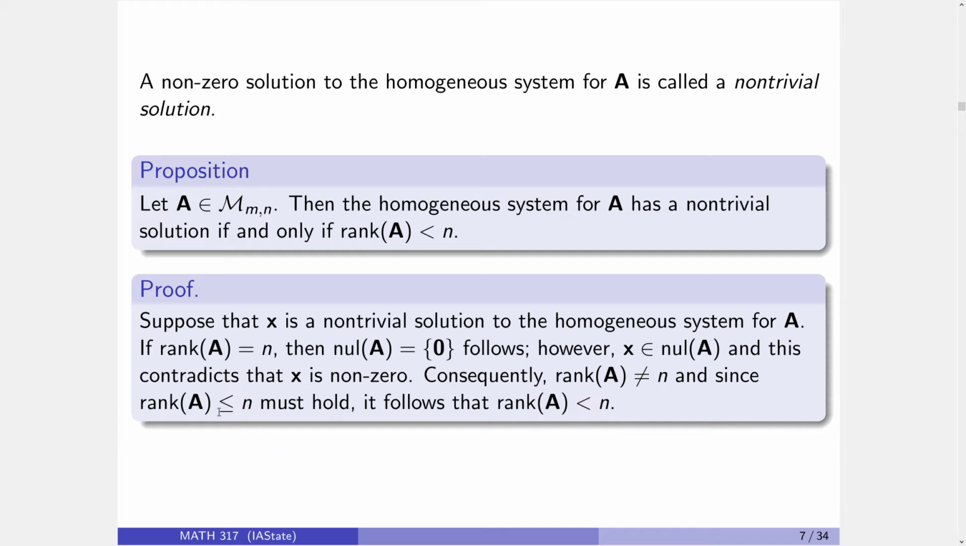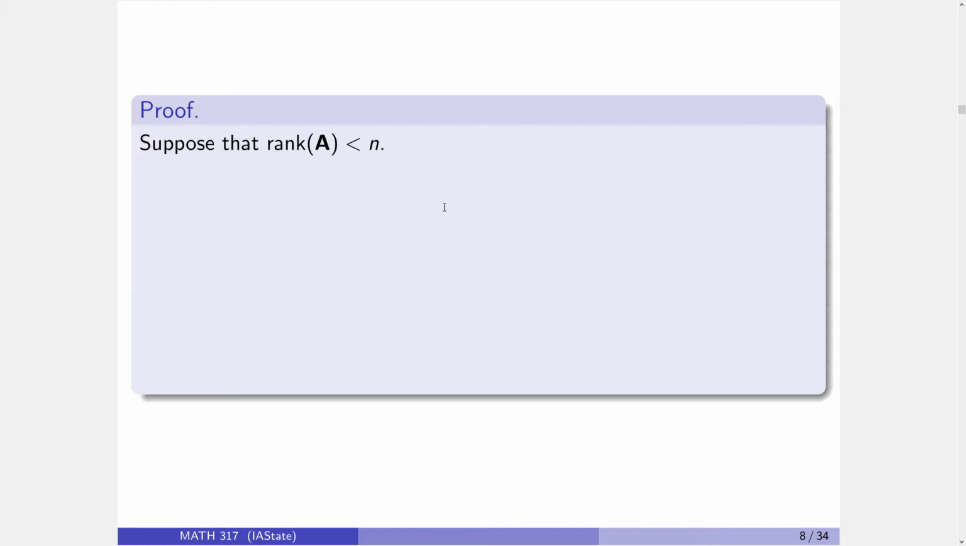It's not equal to n, and it's less than or equal to it. That is by definition strict. So if there is a non-trivial solution, then the rank is strictly less than n. That is the forward direction. Now we want the reverse. Suppose that the rank actually is strictly less than n. Then let's verify that there is a non-trivial solution floating around.